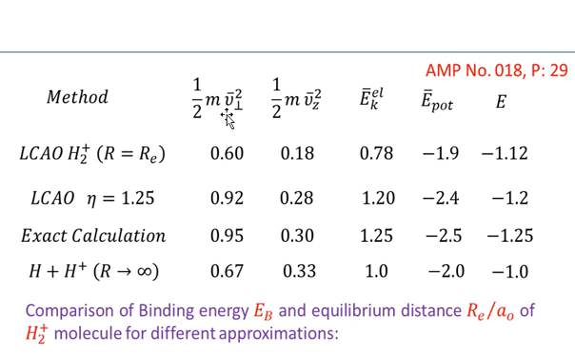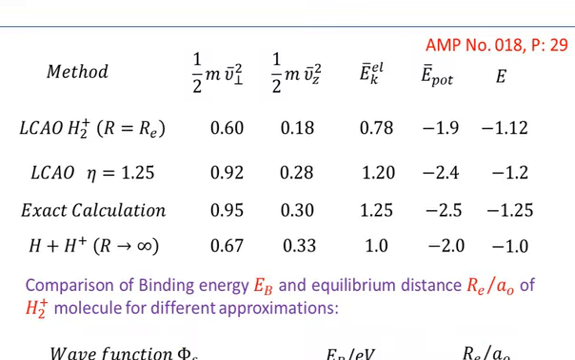In the second column, I have given you the kinetic energy, half m v perpendicular squared. V perpendicular squared means the kinetic energy in the x direction or in the y direction. Then I have the column with half m v z squared, the average value of the kinetic energy in the z direction. Then I have Ek, the total kinetic energy of the electron. Then I have the average value of the potential energy of the electron. And the last column gives you the total energy of the electron, combining both the kinetic energy and the potential energy. So here you see that the values are given.